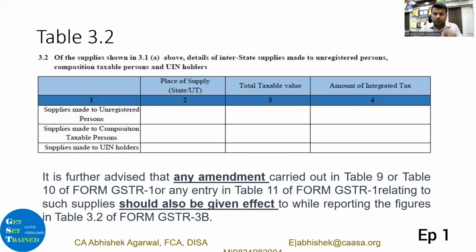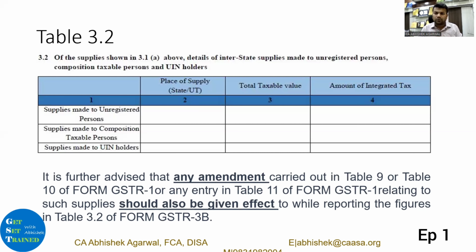Subsequently, in table 3.2, there is no change in the format specifically, but what they have mentioned is that any amendment with respect to disclosure of sale to unregistered persons, sale to composition taxable persons, and sale to UIN holders is to be reported POS-wise. Say, for example, there is an unregistered person in Bihar, and I'm in Bengal. I'm selling goods from Bengal to Bihar. In GSTR 1 B2C, I'm reporting it state-wise. In 3B also, I have to report it POS-wise.